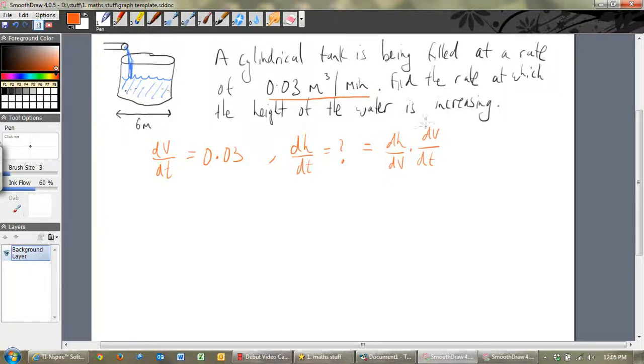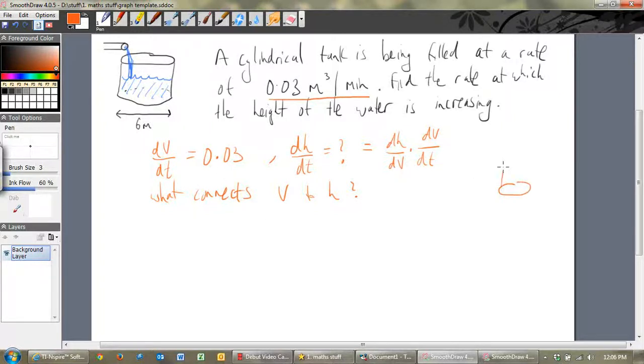The reason this is a good place to start is that now we know to be able to find dH/dt, all we have to do is find dH/dV, in other words, the derivative of h with respect to v. So what we need to do now is find something that connects v to h. Is there a formula that we know that will connect the volume of this water to its height? And in fact there is.